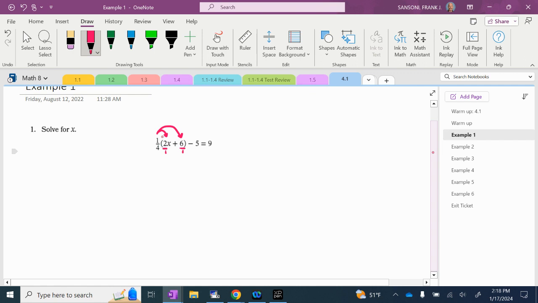So for number one, the first thing I'm going to do is my distributive property. And so I have 1/4 times 2 over 1. So 1 times 2 is 2. And now I'm going to reduce this in just a second, but for right now, I'm just going to write it like this. So 1/4 of 2 is 2/4. And then we're going to do the same thing with the 6 over 1. So 1/4 of 6 is 6 over 4. Minus 5. And I'm going to make 5 over 1. And then I'm going to make 9 over 1.